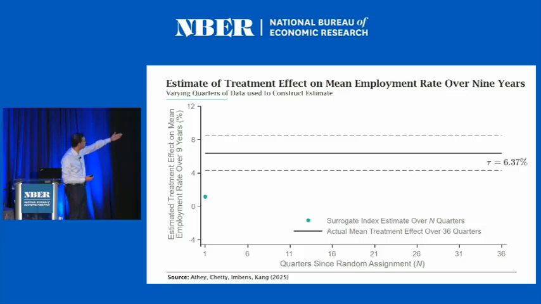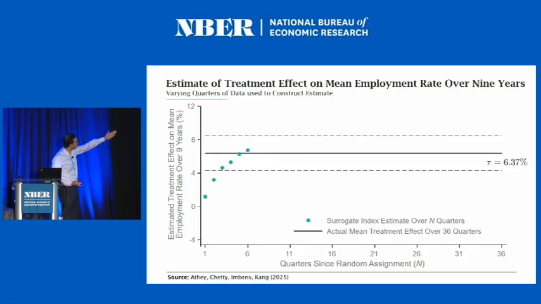The point estimate you get out of this approach lies outside the 95% confidence interval for the actual estimate. It's not terribly surprising given that there are some quite complicated employment dynamics, as you saw in the previous slide. If I just tell you employment 1 quarter out, you're not able to guess how well people will do over the next 9 years. So now let's construct a surrogate index using 2 quarters of data, 3 quarters of data, 4, 5, 6, and so on.